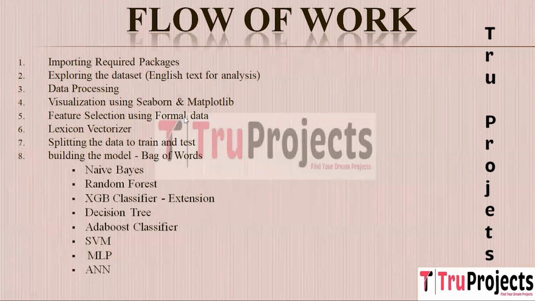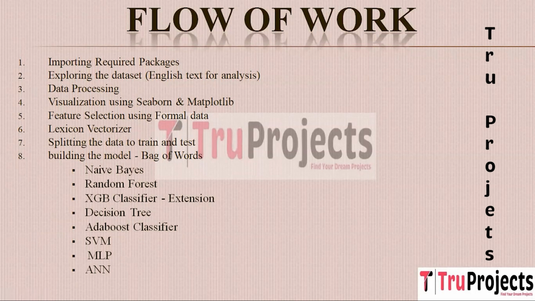Here we employ formal methods for feature selection to determine the most relevant features for the text classification task. The sixth step is lexicon vectorizer. Here we apply lexicon-based vectorization techniques to represent text data in a numerical format for machine learning models.